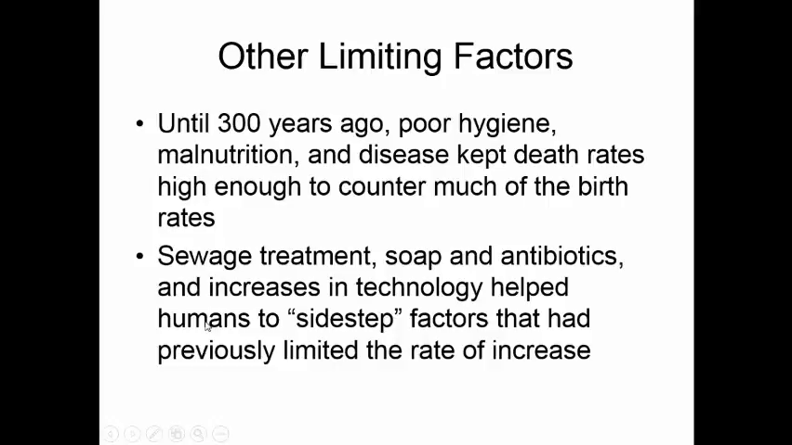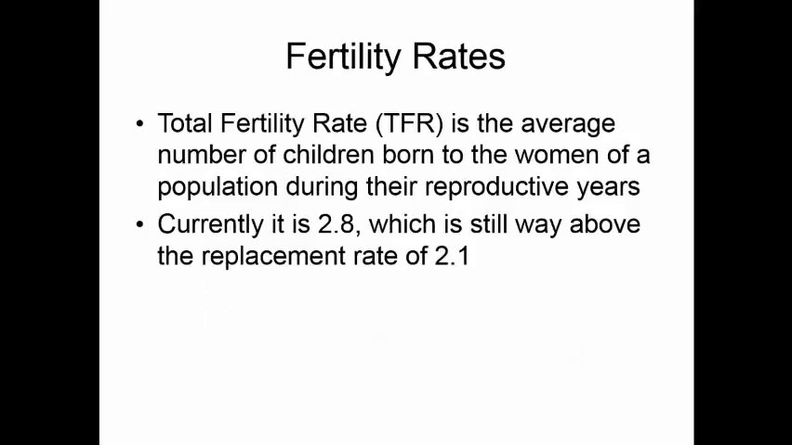But sewage treatment, soap, antibiotics, and increases in technology helped humans to sidestep those factors that were the limiting factor at that point in time. So we'd overcome the food limiting factor, we'd overcome the water limiting factor, we'd overcome a lot of the other limiting factors, but disease was still keeping us down. And with sewage treatment, soaps, and all those types of things, we were able to then overcome that limiting factor.